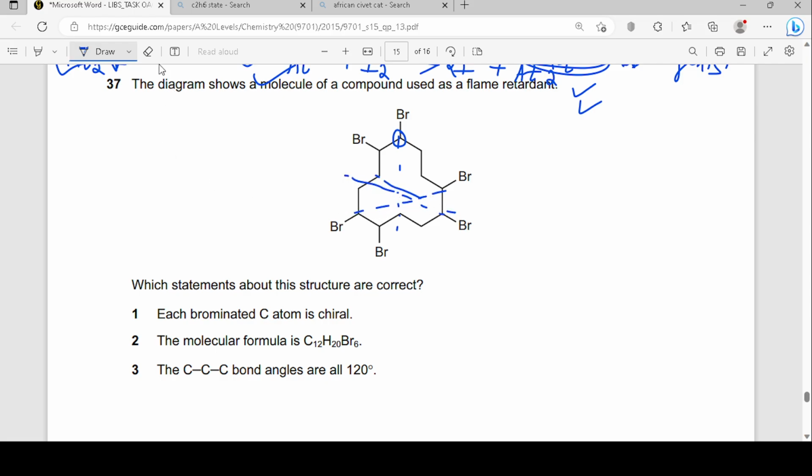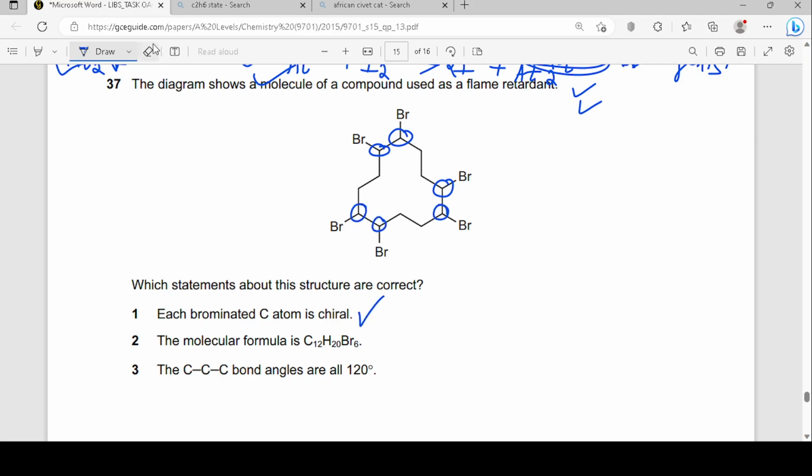Symmetry. I don't really see symmetry. It's a very complex molecule. It doesn't seem to have any symmetry because there's one Br here, but no matching one here. Those are here, but then there's no access to symmetry basically. So this is chiral, this is chiral, this is chiral. Yeah, all of them are chiral really. So each brominated carbon atom is chiral.